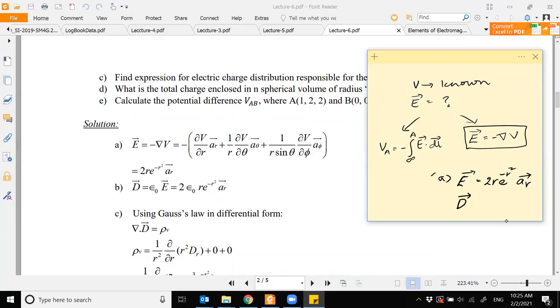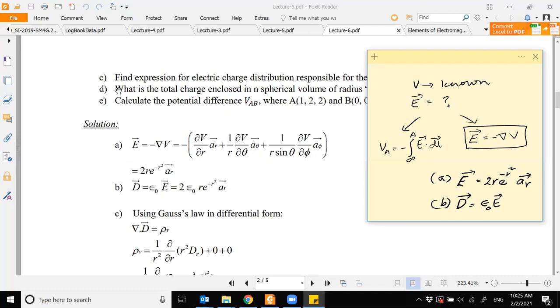Now, can you find the electric flux density? Because this is part A. Part B, electric flux density, is epsilon E bar. And since it is already given to us that it is in free space, it will be epsilon naught. So therefore, only adding epsilon naught: 2 epsilon naught R e to the power of minus R squared a_R. This is the electric flux density. So this is the electric field and electric flux density which is responsible for that potential.